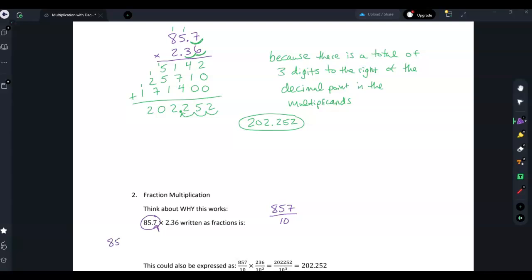You would get the same thing if you had done this, right? 85 and 7/10. If I want to change that to an improper fraction, I would do 85 times 10, which is 850, and then I would add the 7 to that and get 857. But the fast way is just write the digits over the last place value.